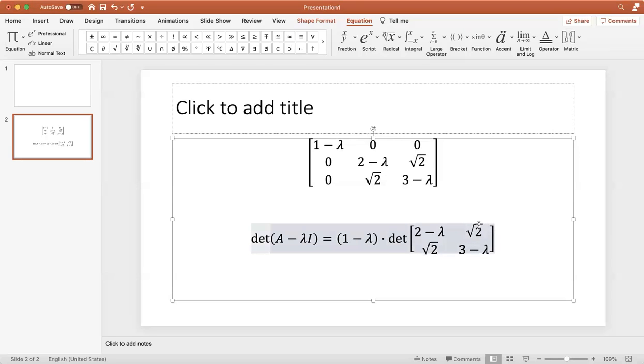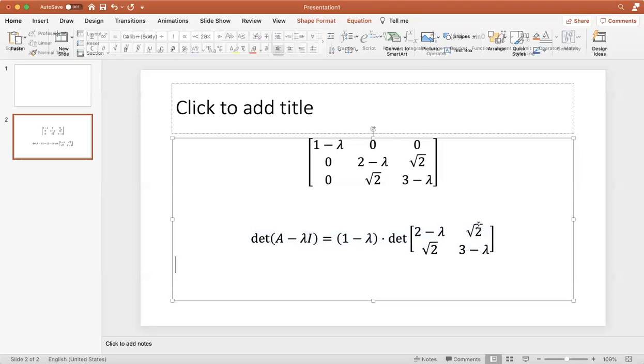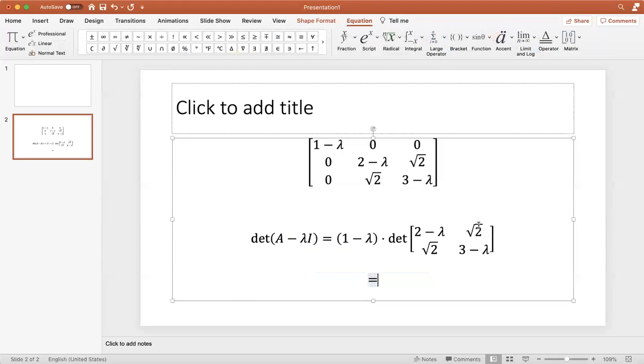Okay, so obviously, looking at this expression, this is equal to 1 minus lambda times 2 minus lambda times 3 minus lambda, minus the square of the square root of 2, and that's essentially minus 2.